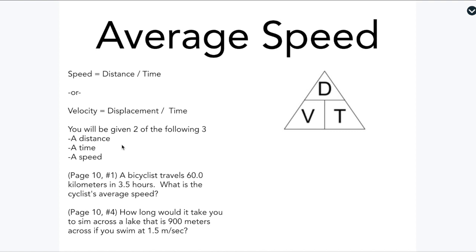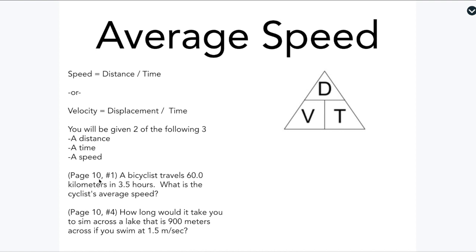And so in formulas, I would give you two of the three following. I would give you a distance, a time, or a speed. You'd get two of the three and then solve for the third. Right over here, I have another formula triangle like we've learned about with distance on top and then velocity and time on the bottom. So you can use the formula triangle to solve for your speed equations or velocity equations. So let's go ahead and use an example.